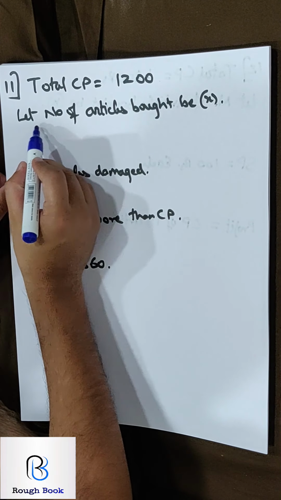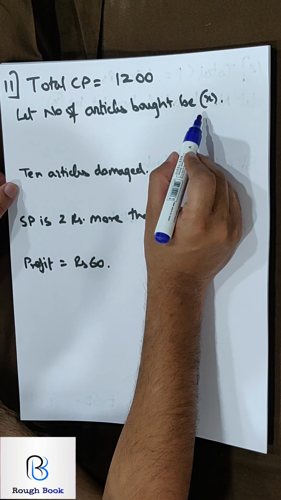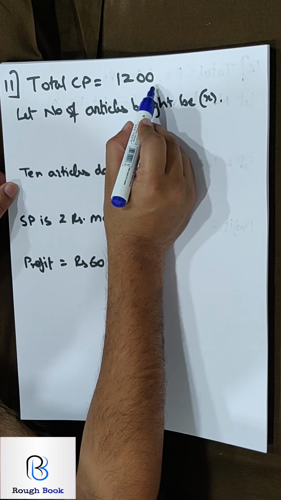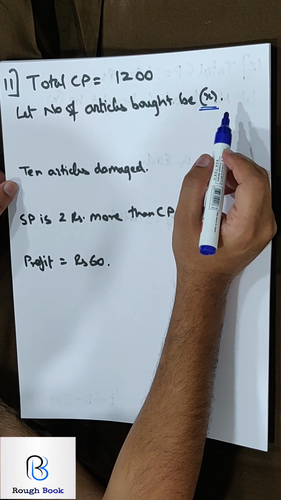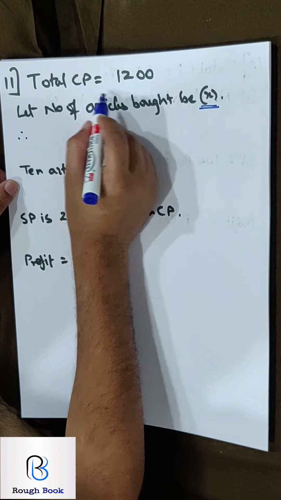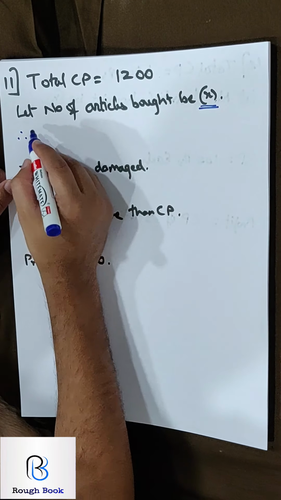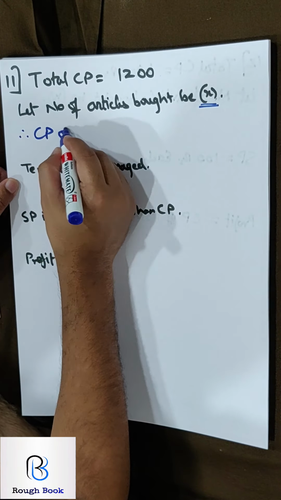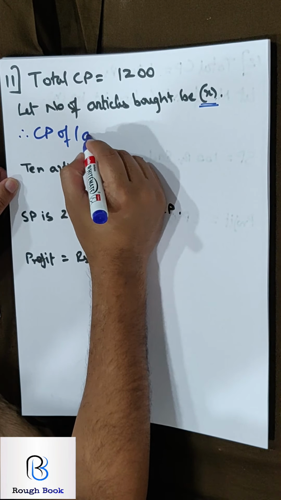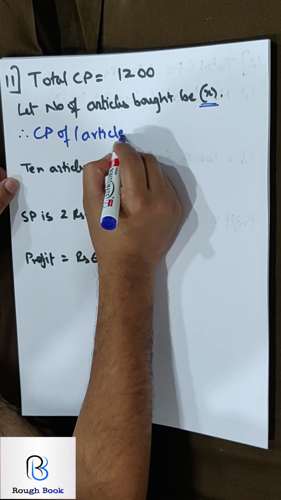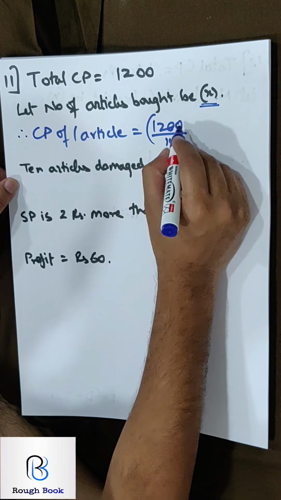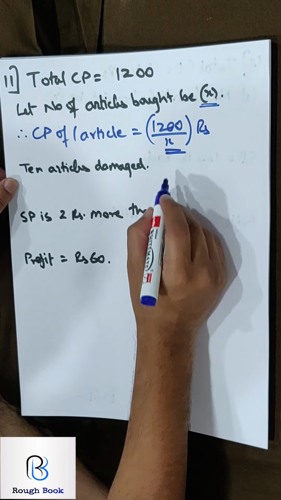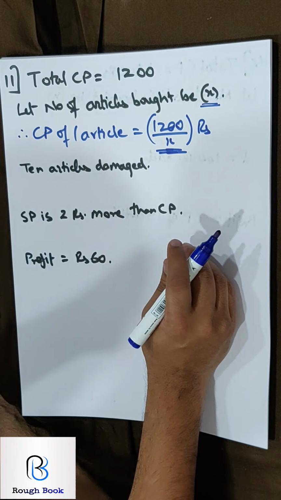Okay, they have already told you let the number of articles be x and the total cost price is 1200. So this is what you have to assume. If you assume something else, you get a 0 straight away. So cost price total and number of articles helps me to get the CP of one article. So what will be the CP of one article? 1200 upon x, correct? 1200 upon x rupees. This will become the CP of one article.